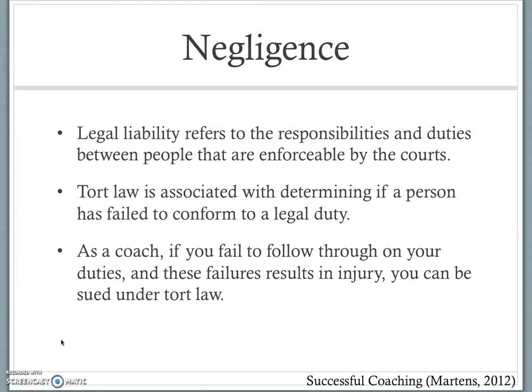Legal liability refers to the responsibilities and duties between people that are enforceable by the courts. Tort law is associated with determining if a person has failed to conform to a legal duty. As a coach, if you fail to follow through on your duties and these failures result in injury, you can be sued under tort law. The legal term for failing to fulfill these duties is negligence.